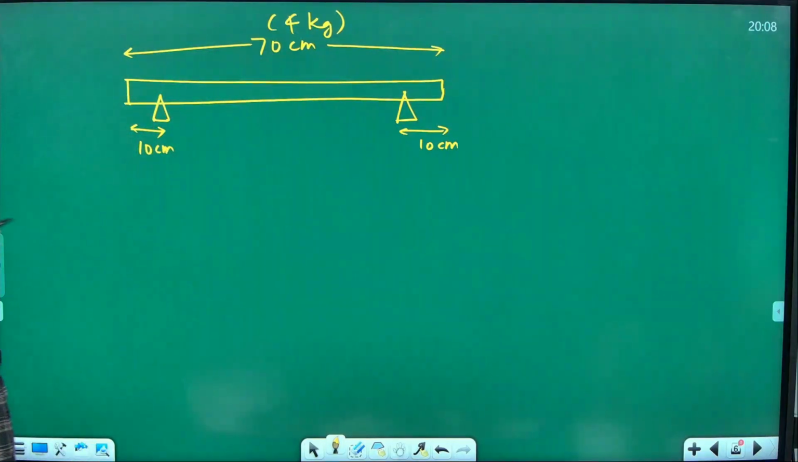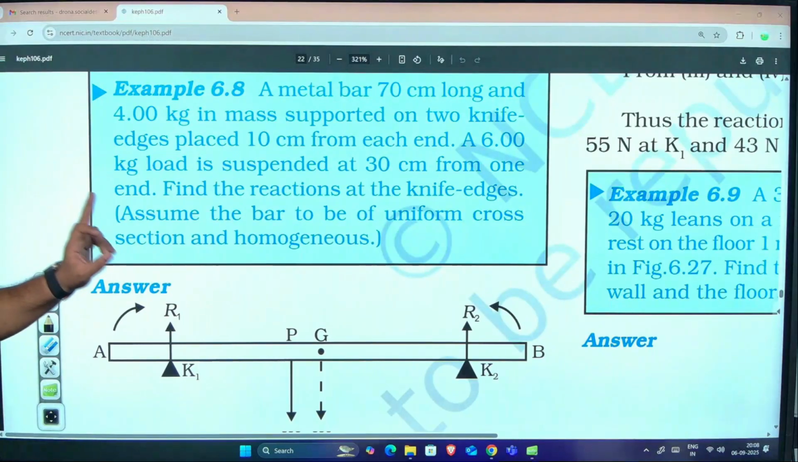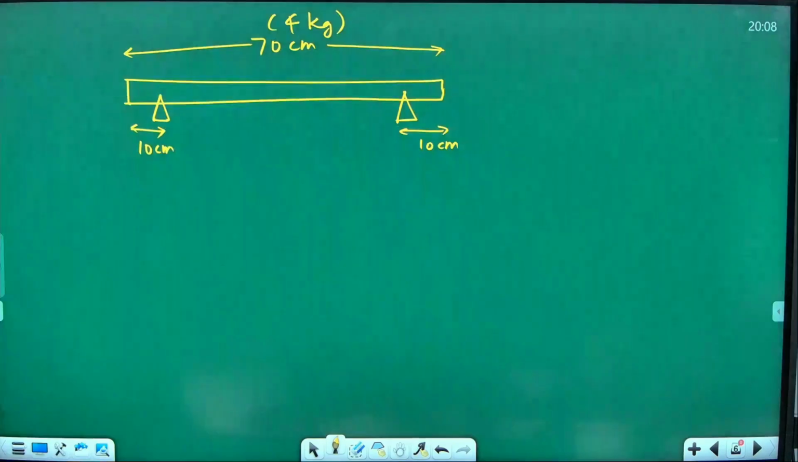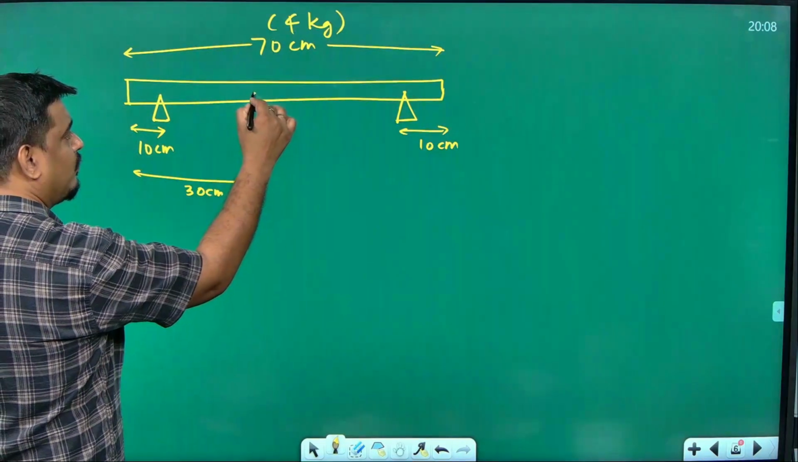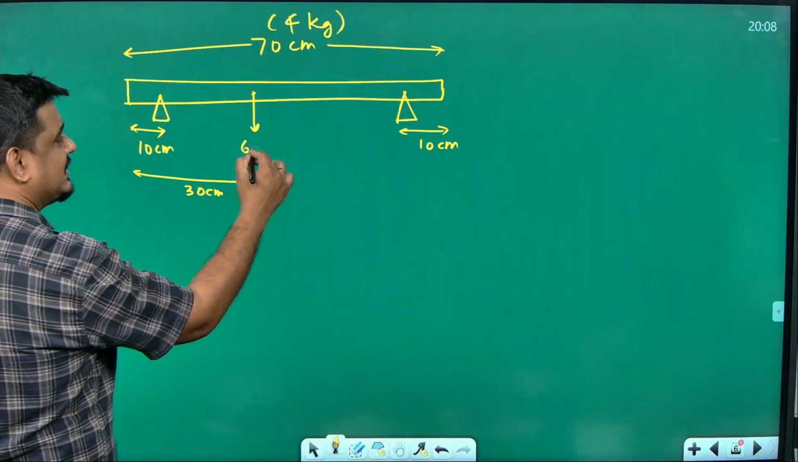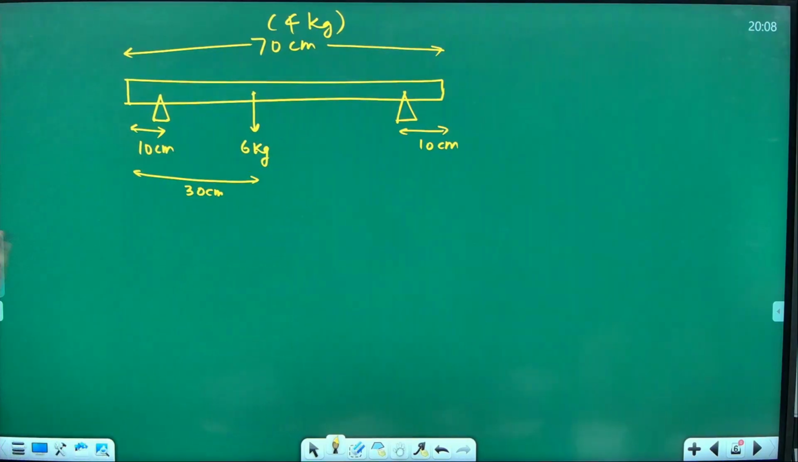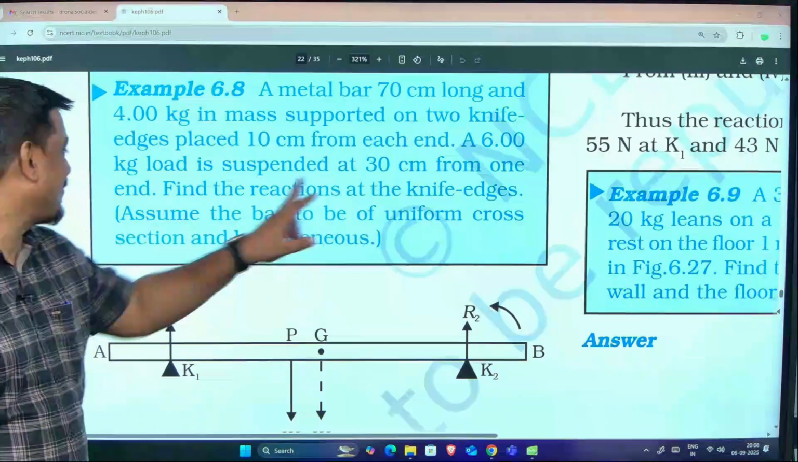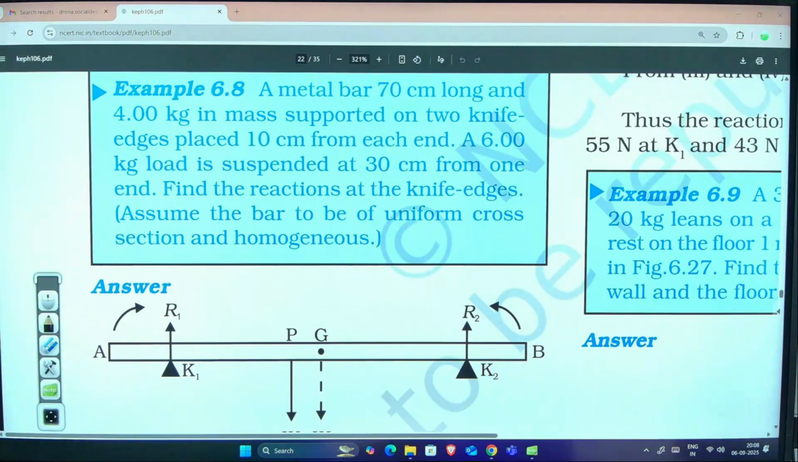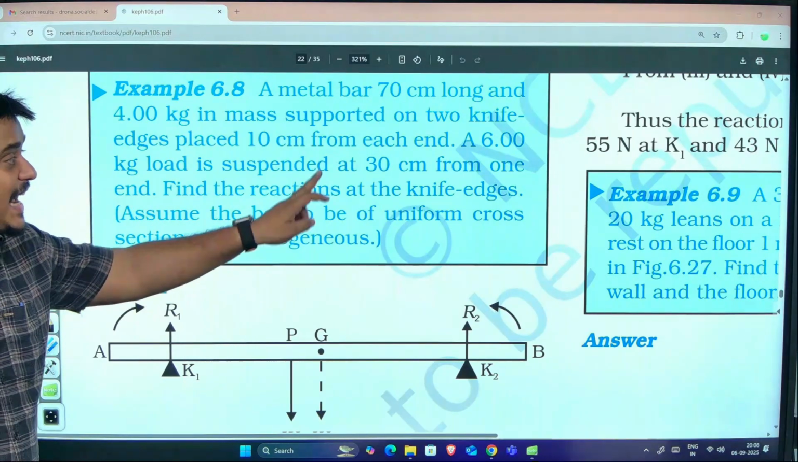This question is going to teach you many things. Be very alert if you want to understand this question. Next, they told, 6 kg load is suspended at 30 centimeter from one end. So from one end I will go 30 centimeter and I am going to put a load down. How much is that? 6 kg. Is it from the edge or from that knife, sir? 30 centimeter from one end they told, man. End, not knife. Okay. Find the reactions at the knife edges.